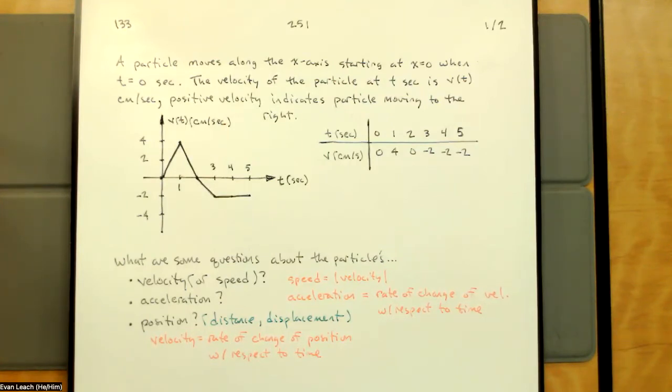This is the velocity of the particle. Displacement would be something measured in centimeters. That's a distance rather than centimeters per second. This is how fast the particle is moving at any given time.